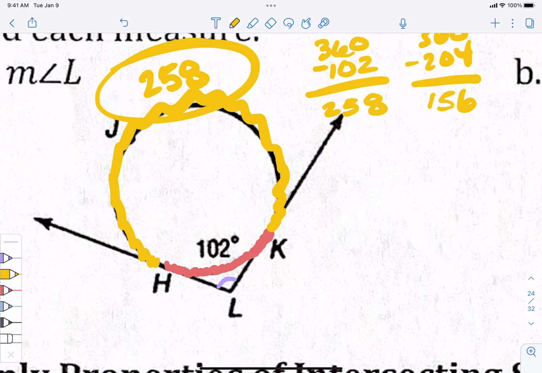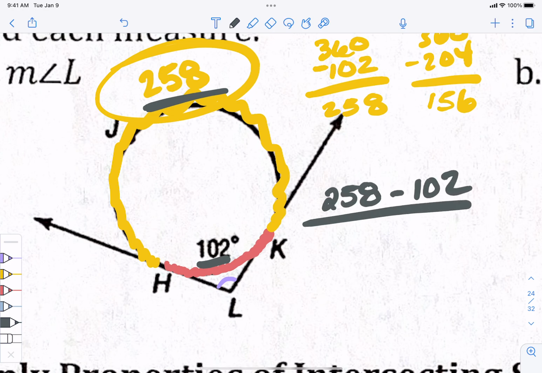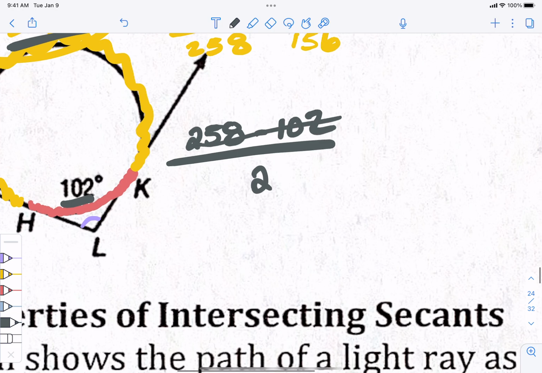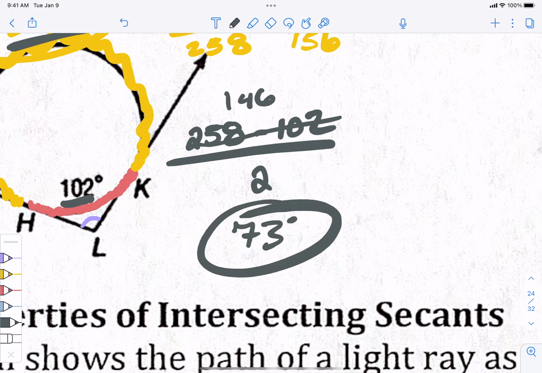Okay. So 258 is that top arc. If you want to do it that way, you go right ahead. If your brain works that way, mine. Woo, that was over my head a little bit. All right. 258 is this big arc. The 102 is the smaller one. If you want to do it a different way, you can, but here's the normal way. The non-weird way. 258 minus 102 is 146 divided by 2, so 73 degrees.